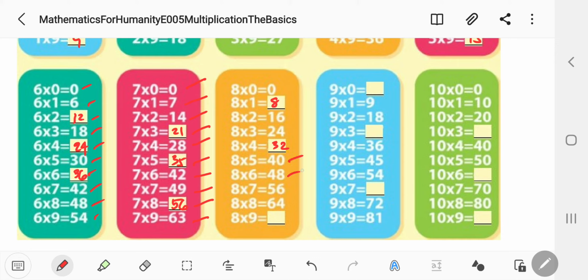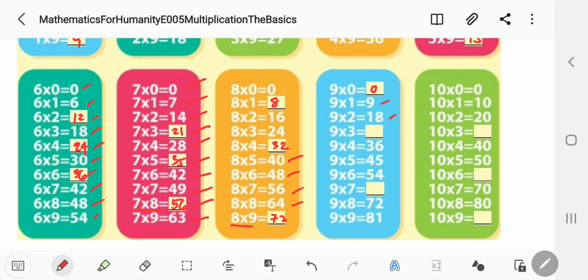8 times 6 would be 48, 8 times 7, which is just the same here as 56, 8 times 8 equals 64, and then 8 times 9 would be 72. And then you have 9 times 0 equals 0, 9 times 1 equals 9. You're counting by 9s here. 9 times 2 would be 18 because 9 plus 9 is equal to 18.